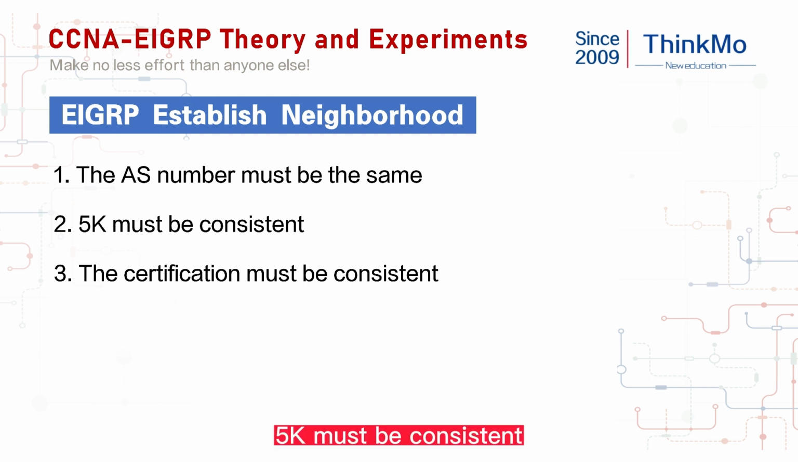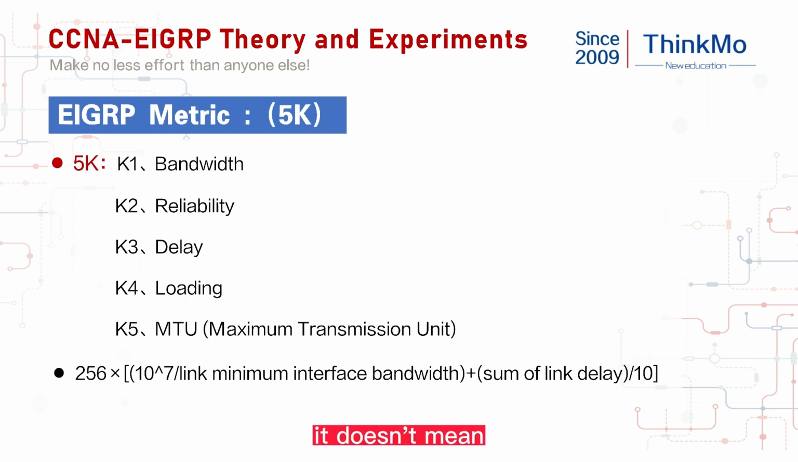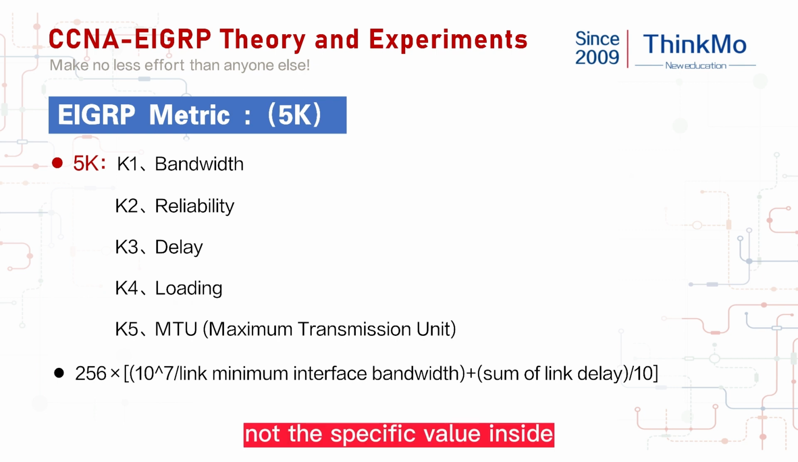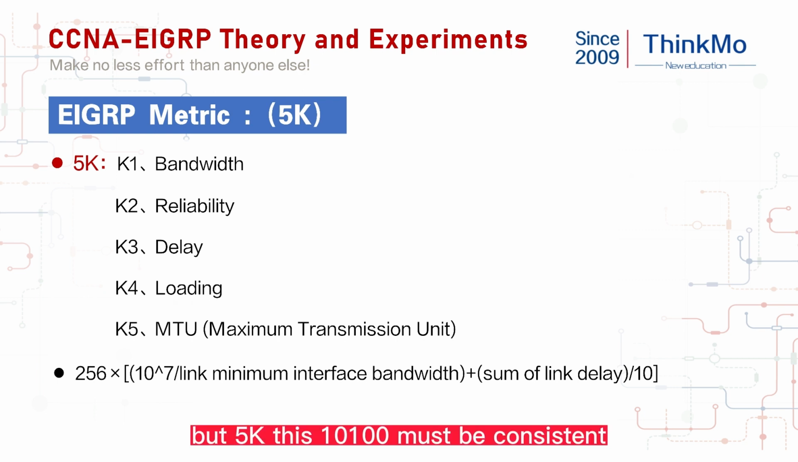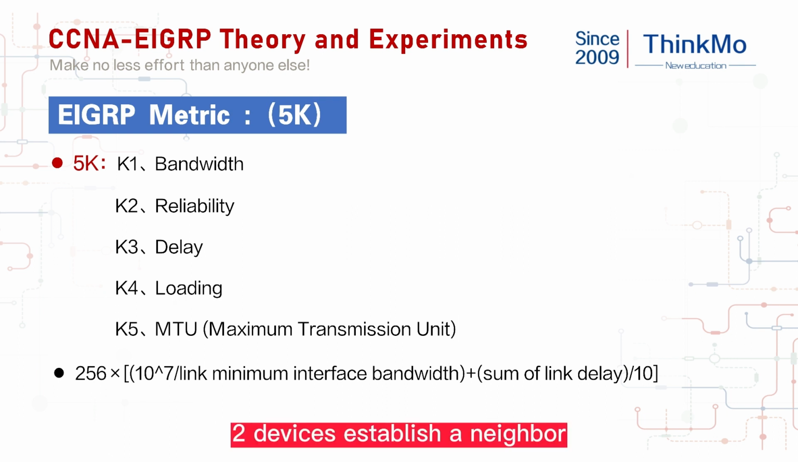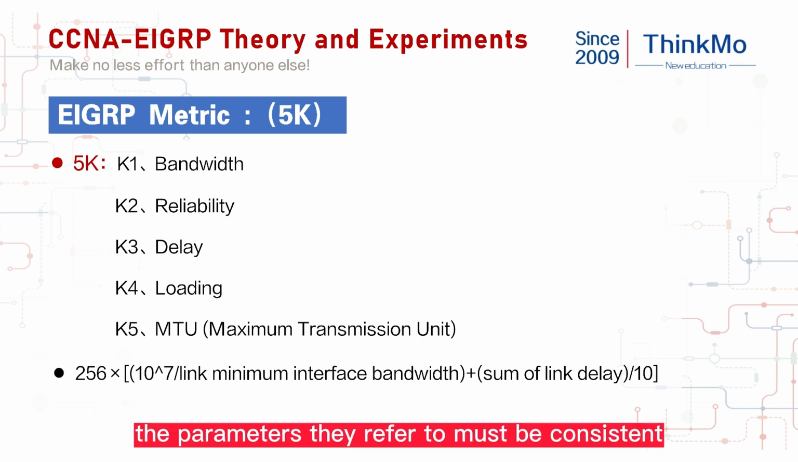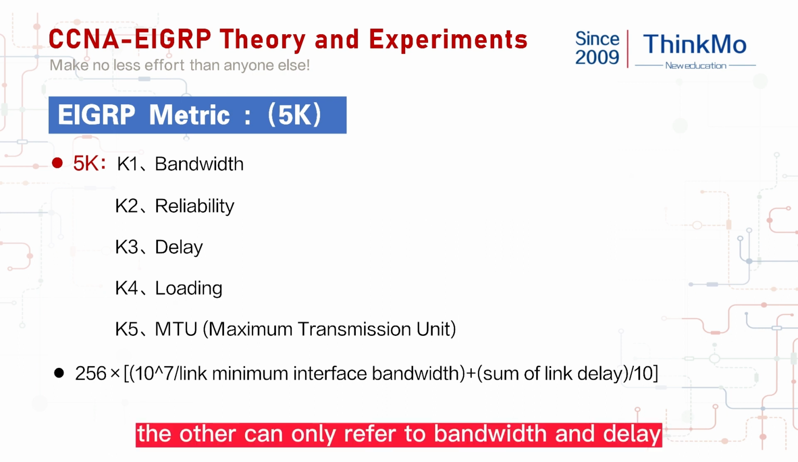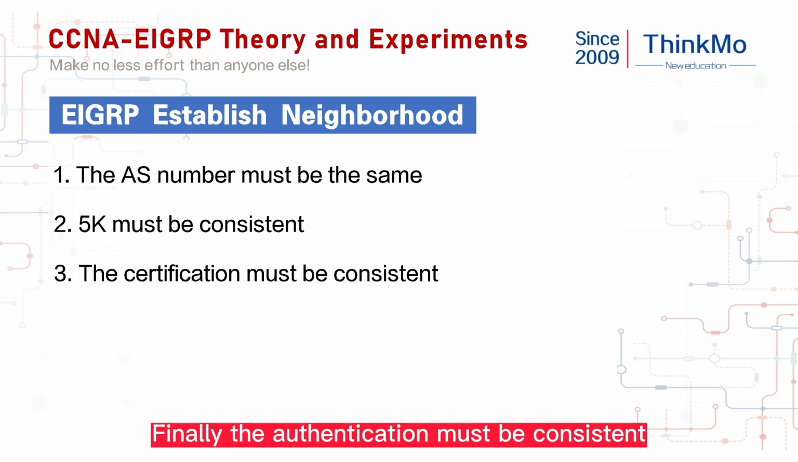Secondly, the K values must be consistent. It doesn't mean the bandwidth and latency of the 2 interfaces must be the same, not the specific values inside. But the K values, the 10100 flags, must be consistent. When 2 devices establish a neighbor, the parameters they refer to must be consistent. If one device references bandwidth and latency, the other cannot refer only to bandwidth and delay. Finally, the authentication must be consistent.